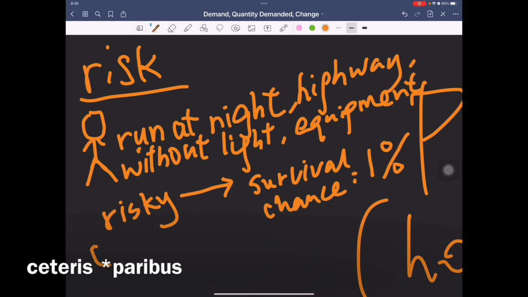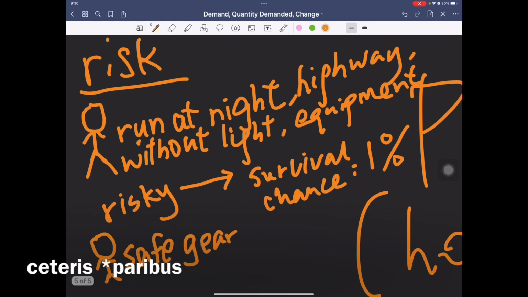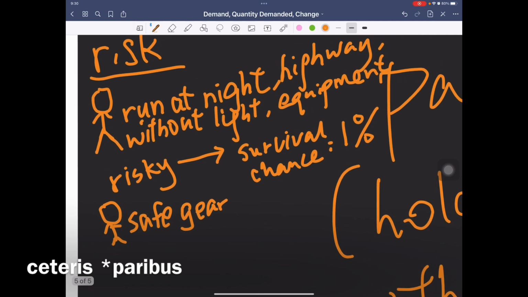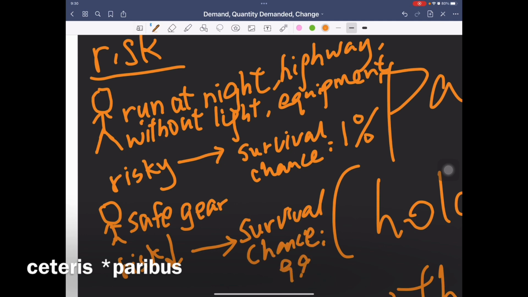Let's say, how about there is some improvement. He can find a way to run at night. This time, he has very safe gear to help him survive. After he has the safe gear with him, the risk drops. Then his survival chance will increase significantly to 99.9%. So what do you expect?